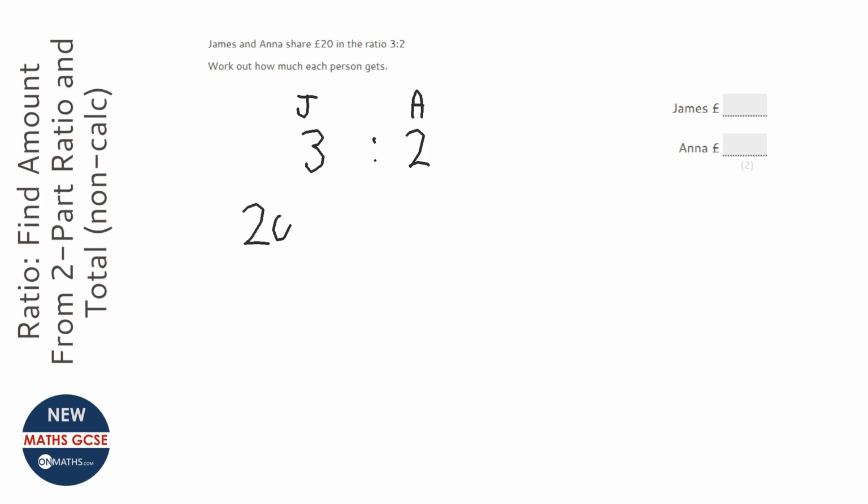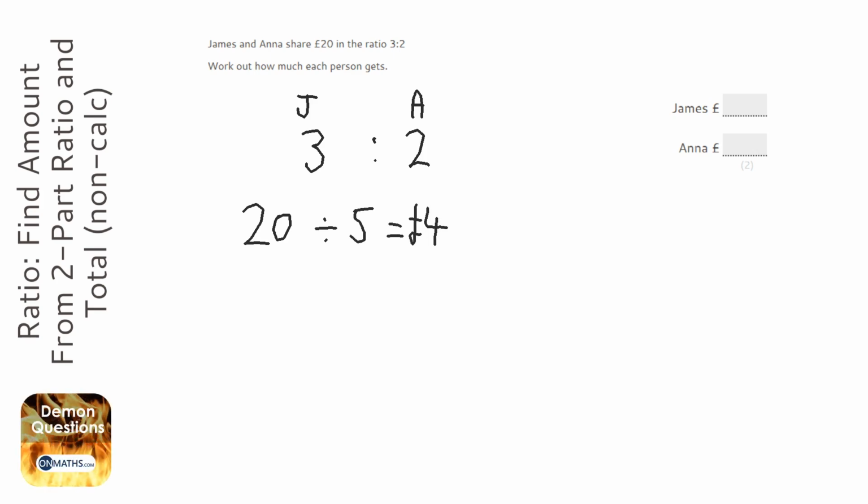Well, what we do is we do £20 divided by the amount of piles that we want. We want 5 piles. So that's 4. So each pile is going to have £4 in it. Now James has 3 piles, so he's going to have 3 lots of £4, which is £12.